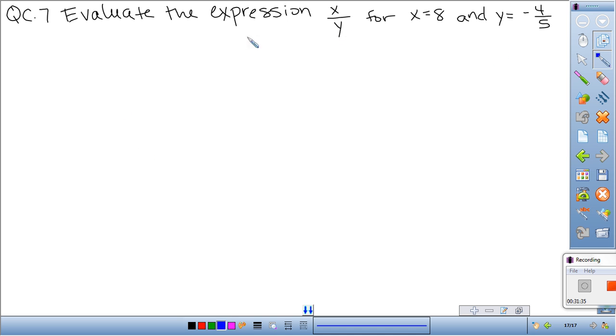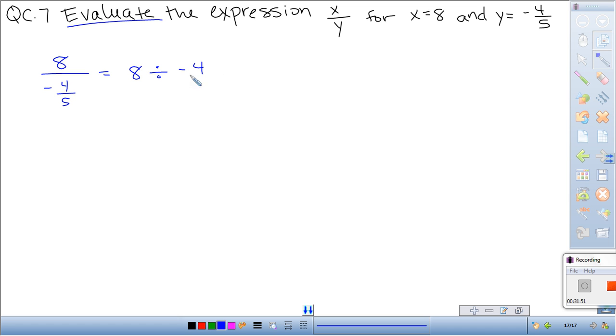X divided by y. We're evaluating the expression for x divided by y. It's the same thing. Substitute and solve. So x is 8 divided by y is -4/5. This looks too complicated. Let's rewrite it. 8 divided by -4/5. You do have to keep it in order. So since 8 is on top, it has to come first. And we know that all whole numbers are over 1. And we're going to copy, change, flip. So I have 8 over 1, change division to multiplication, and -4/5, so it's -5/4.